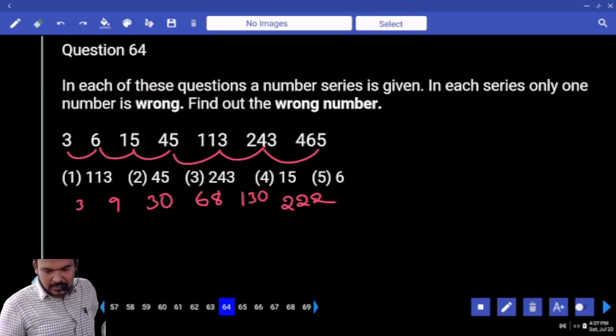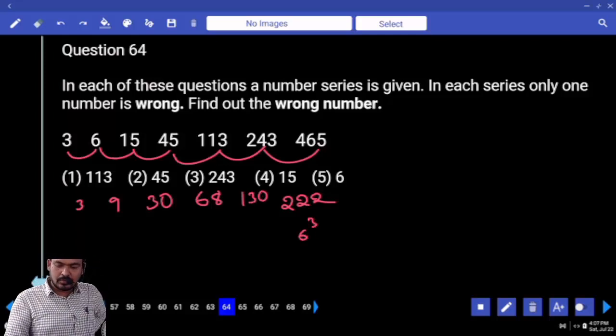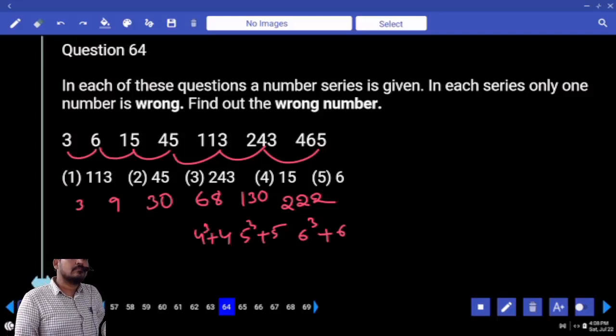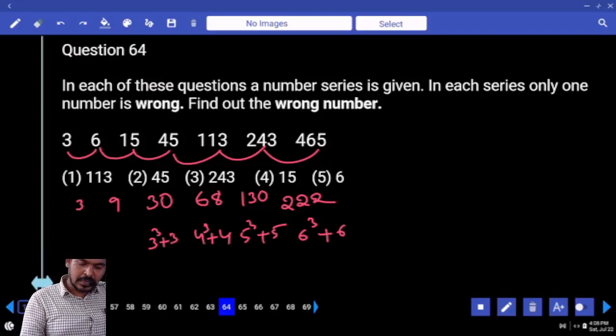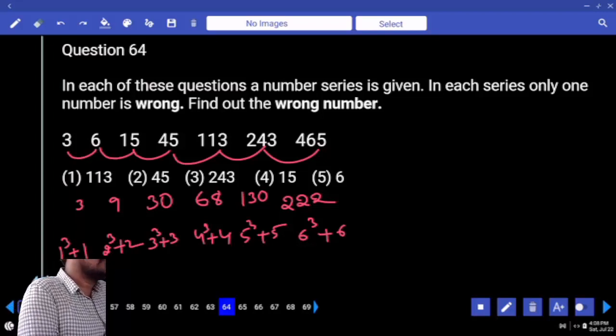Next, 113 and 243 difference 130. First triple 2 means it will be written as 6 cube plus 6. 130 means 5 cube plus 5. 68 means 4 cube plus 4. Obviously here we write 3 cube plus 3, here 2 cube plus 2, and first one 1 cube plus 1.